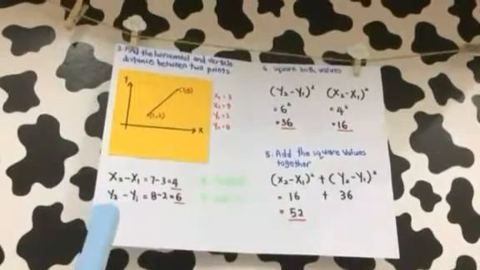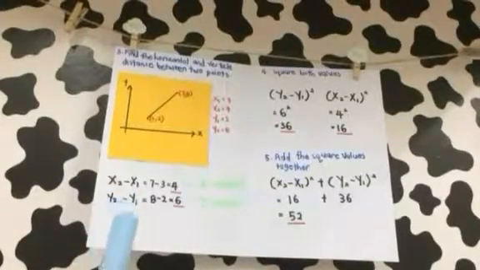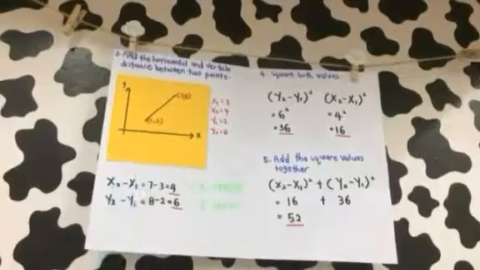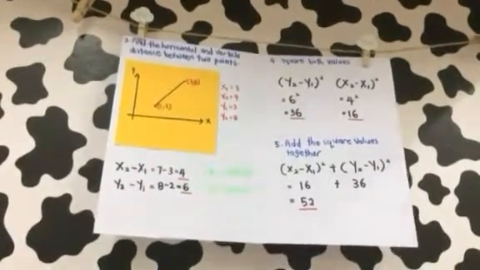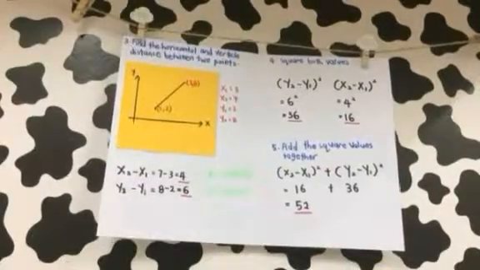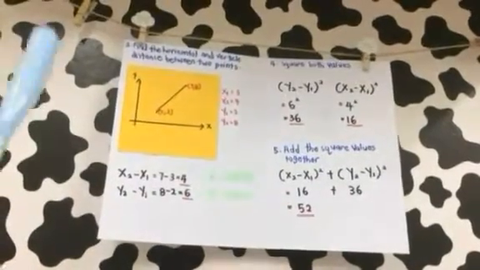The third method is to find the horizontal and vertical distance between 2 points. First, subtract y2 minus y1 to find the vertical distance and x2 minus x1 to find the horizontal distance. Don't worry if the subtraction yields a negative number, because the next step is to square this value, and squaring always results in a positive number.